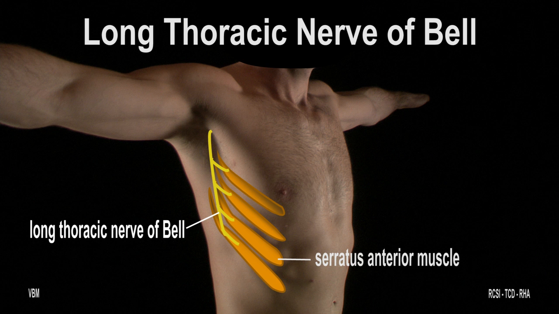Damage to the long thoracic nerve of Bell must be avoided in axillary surgery, for example, in breast cancer surgery. If this nerve is damaged, this would result in winging of the scapula. There will be impaired shoulder abduction and loss of function.